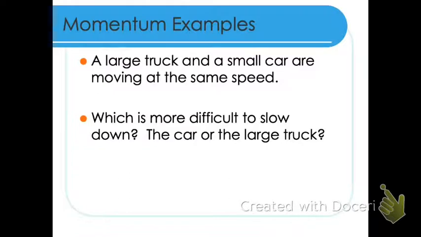That should be pretty self-explanatory, or at least kind of intuitive, right? The bigger the thing, the harder it is to slow down. It works in the opposite way as well. If they're both at rest, which would be harder to put into motion? The truck also, right? Same type of thing, same resistance to change.